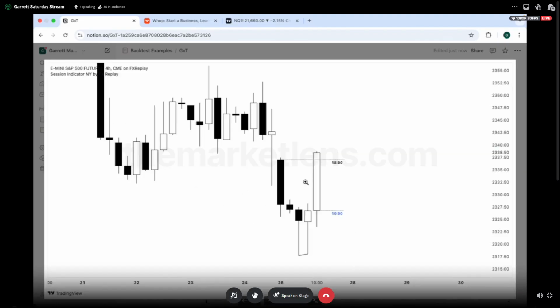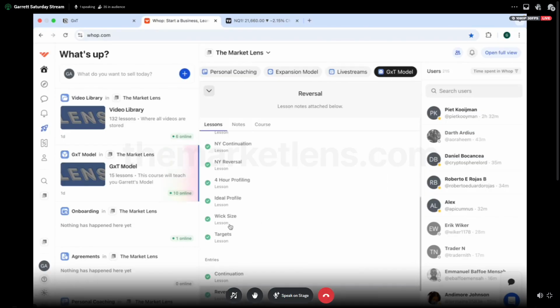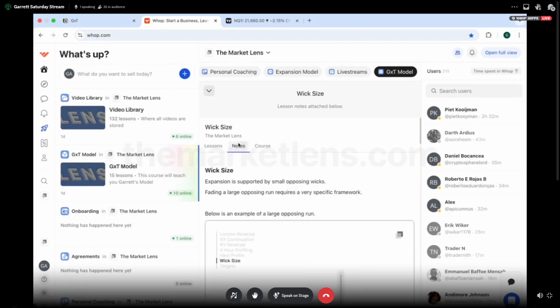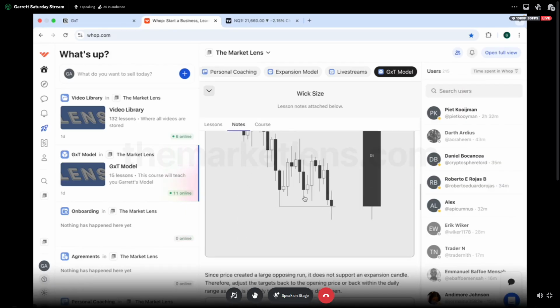So what about this day? This is an example of trading this profile where we have a very large opposing run. I wanted to throw this in here. So this is under wick size. How to trade a reversal candle, right?